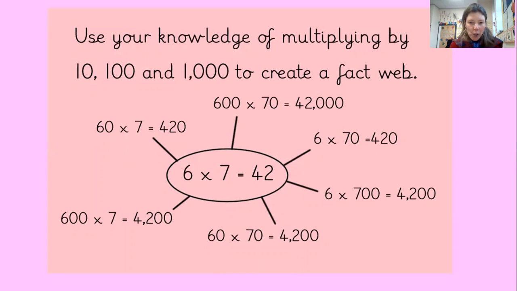So here are some of the facts you could have come up with. 60 times 7 is 420, or 6 times 70 is 420. 6 times 700 is 4,200, and 600 times 7 is also 4,200. And 60 times 70 is 4,200. If you want to take it up another column, then 600 times 70 is 42,000, and so on.